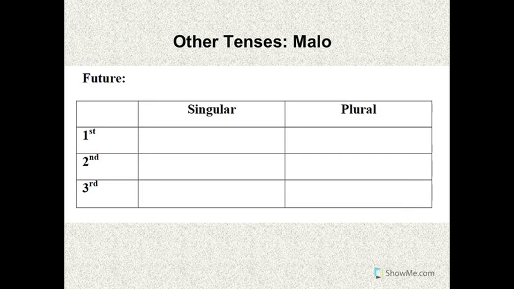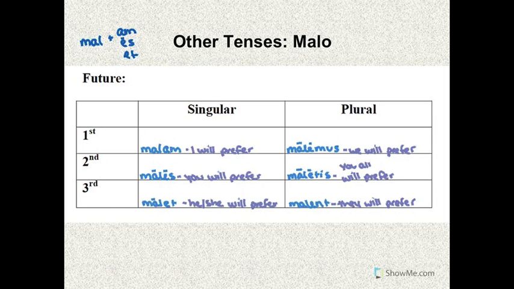Alright, for the future, we're going to maintain our root mal, and we're going to add on am, ēs, et, etc. for our endings. Go ahead and conjugate malo in the future tense now. Don't forget to include your translations, and in a few seconds I'll put it up on the slide. Okay, we have malam, I will prefer, malēs, you will prefer, malet, he or she will prefer, malēmus, we will prefer, malētis, you all will prefer, and malent, they will prefer.